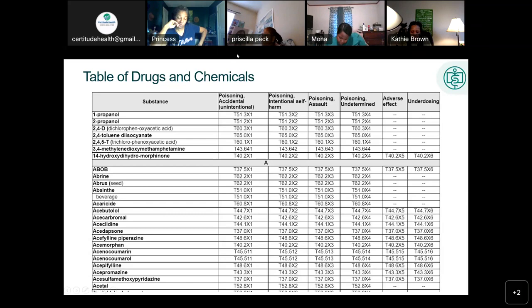What page is that, Table of Drugs and Chemicals in our book? It starts on page 371. Okay.